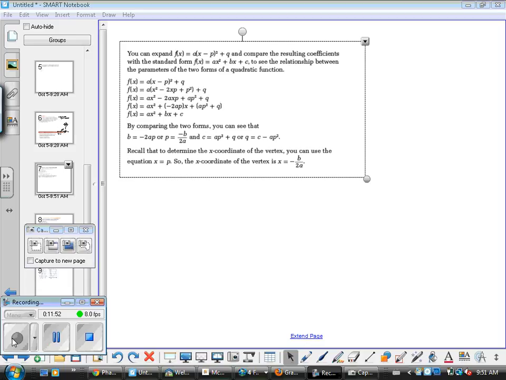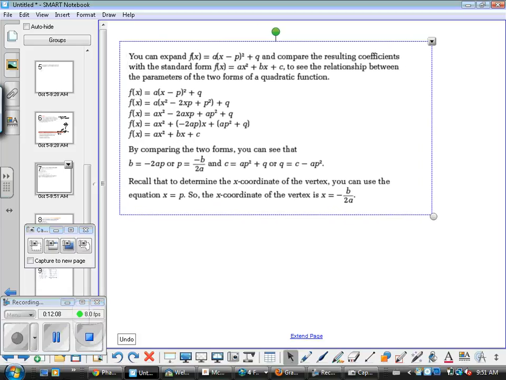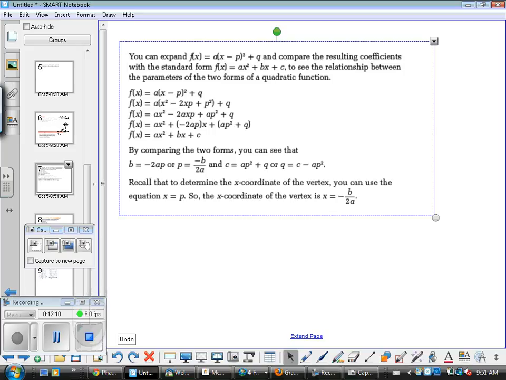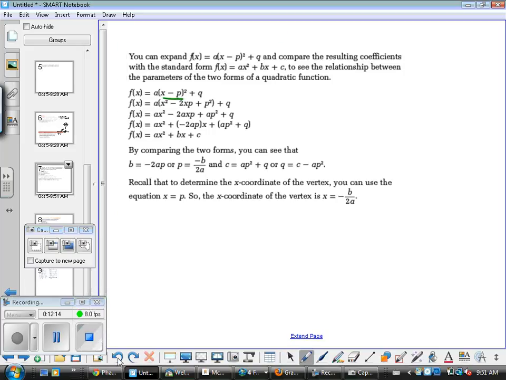Okay. Notice here, it just shows you how you can take a vertex form equation and turn it into a standard form equation. So if you look, f of x is equal to a times x minus p squared plus q. What we do is we can square that binomial, x minus p, and what you end up with is that trinomial that's in the brackets there: x squared minus 2xp plus p squared. The next line, they just distributed the a through there. So got rid of the brackets.